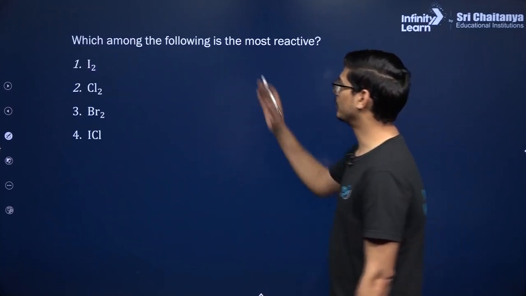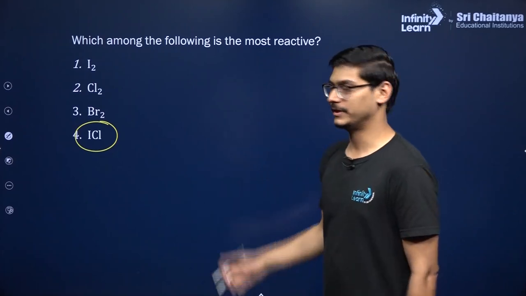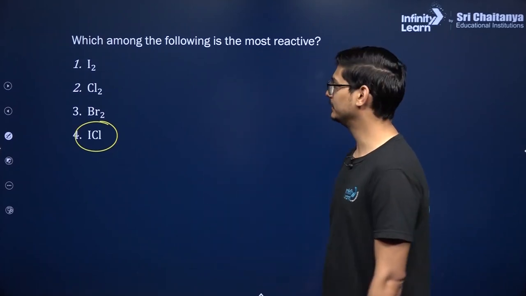Next question, which among the following is most reactive? Being an interhalogen compound, it is more reactive. It has a polar covalent bond, right, which breaks easily.